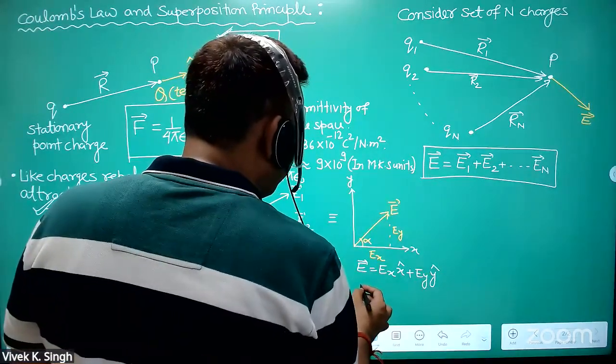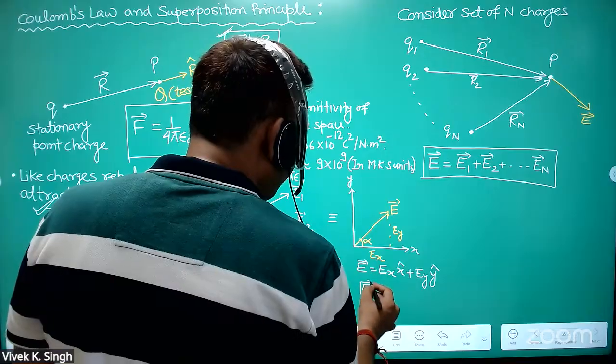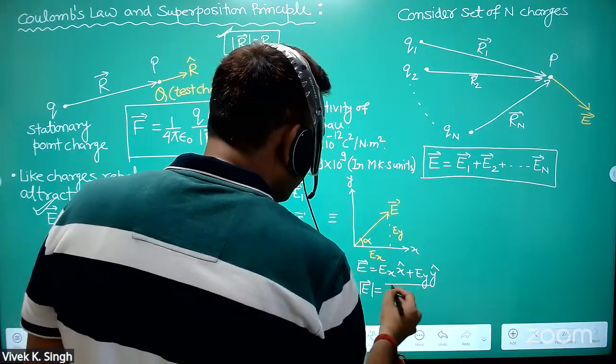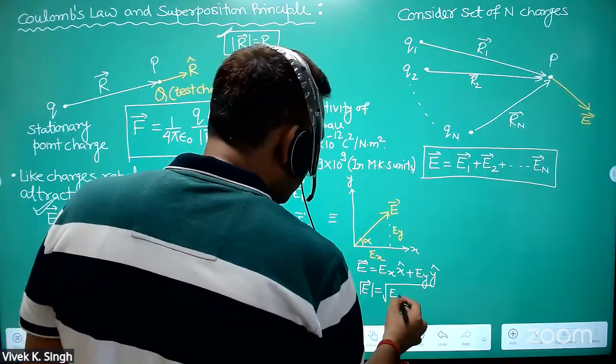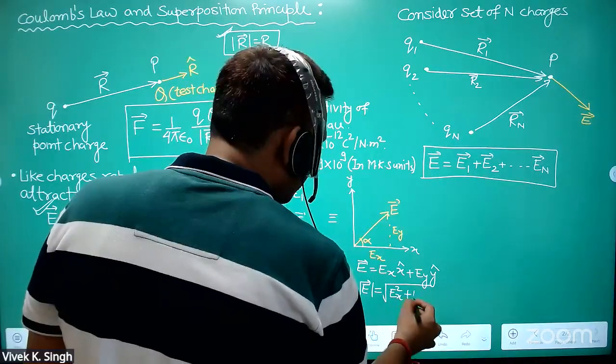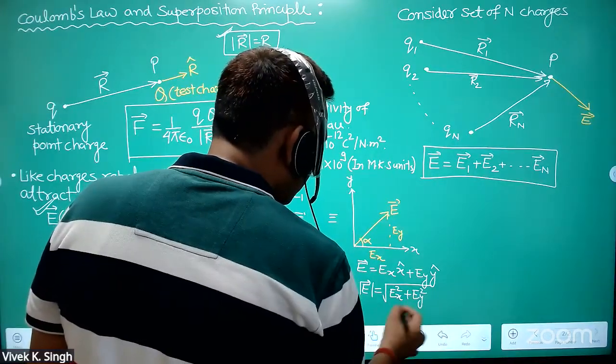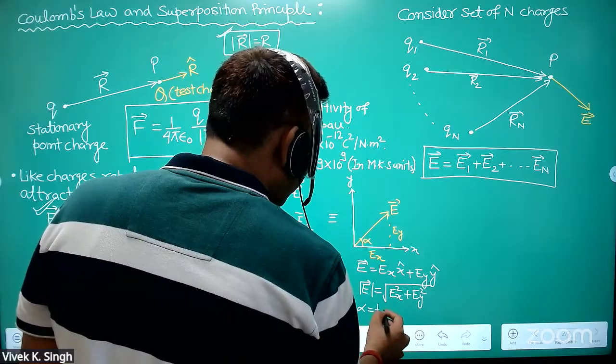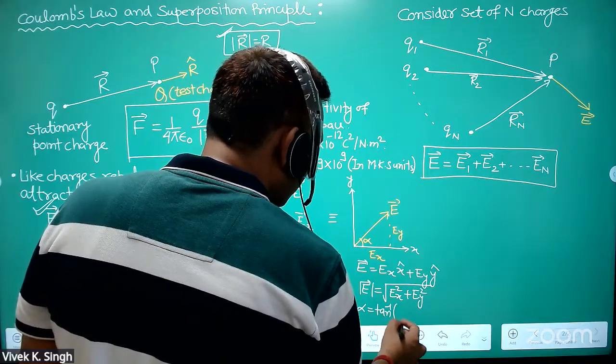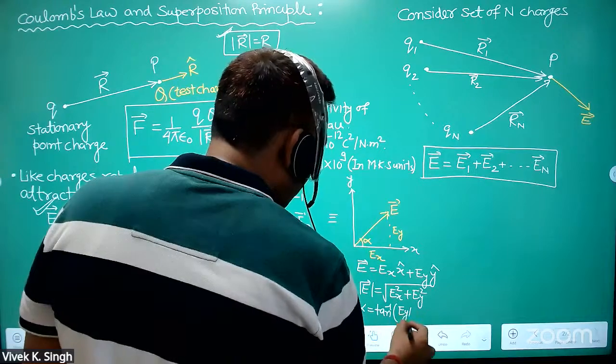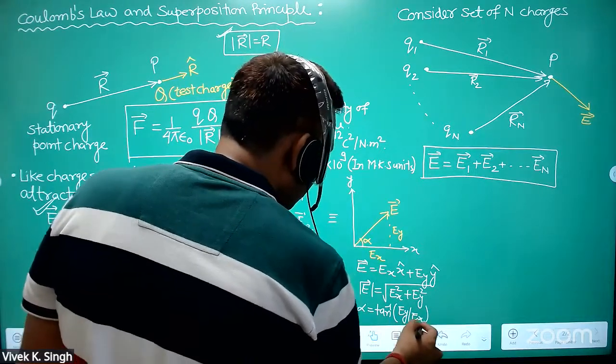And then magnitude of E will be given by under root Ex square plus Ey square. And alpha is given by tan inverse Ey by Ex. ठीक है?